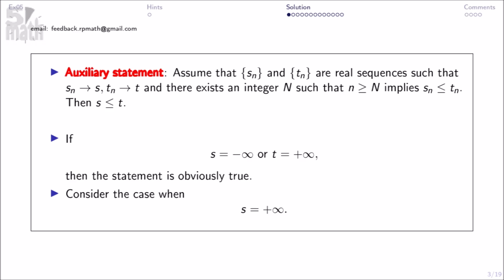Auxiliary statement. Assume that Sn and Tn are real sequences such that this and there exists an integer n such that n greater than or equal to n implies this. Then S less than or equal to T. If S equals minus infinity or T equals positive infinity, then this statement is obviously true. Consider the case when S equals positive infinity.